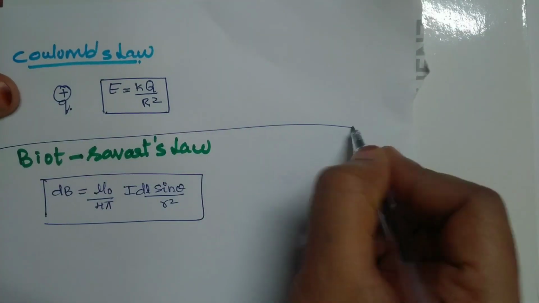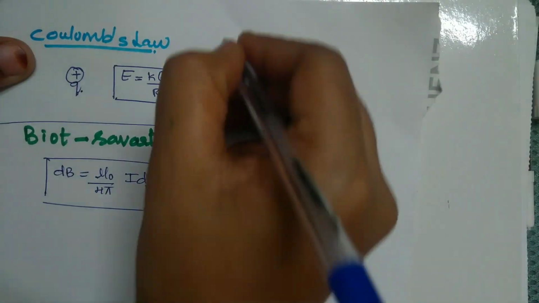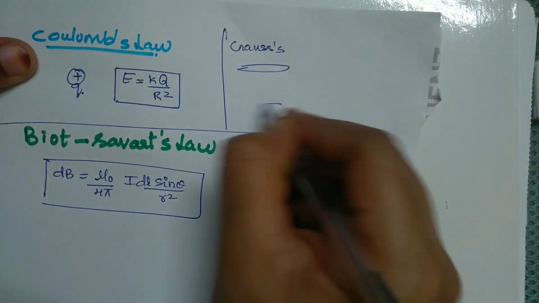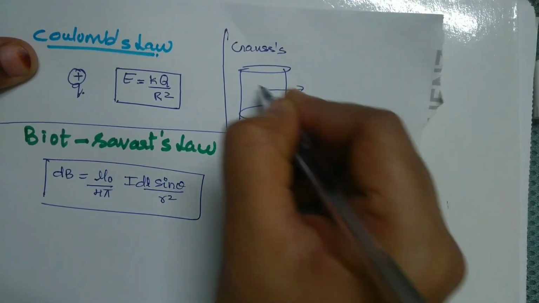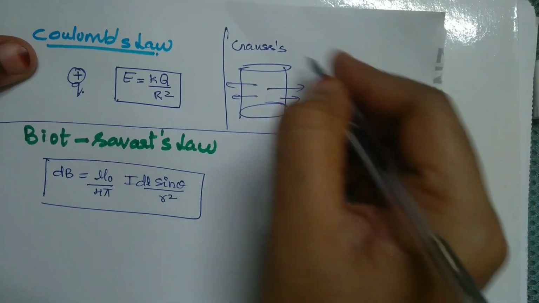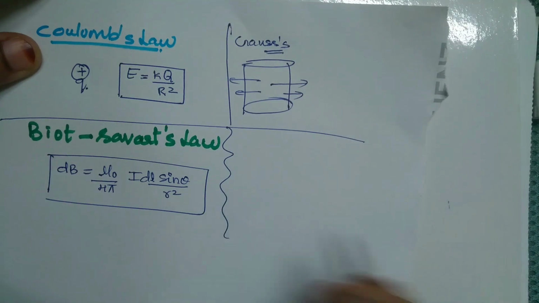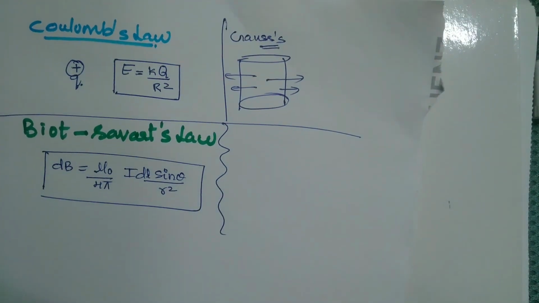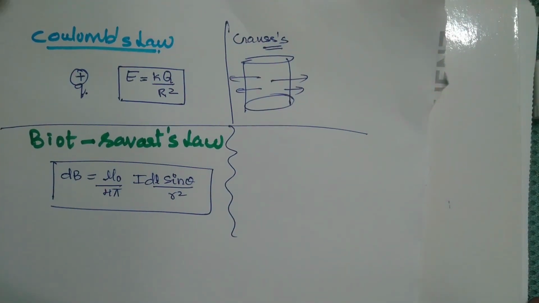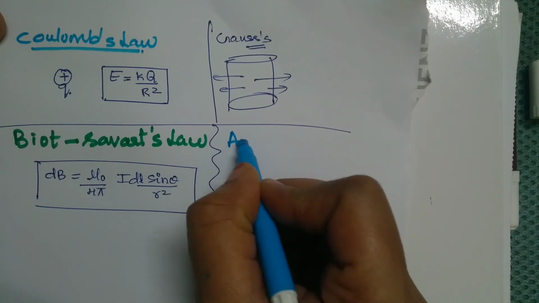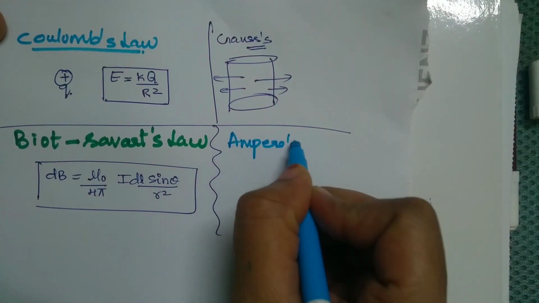Similarly, in case of electric field, we have the Gauss law, which gives us the electric field in symmetric situations. In the case of symmetric situations, the Gauss law helps us. So do we have any such law which will help us find the magnetic field in symmetric situations? Yes, of course, in magnetism it is Ampere's circuital law.